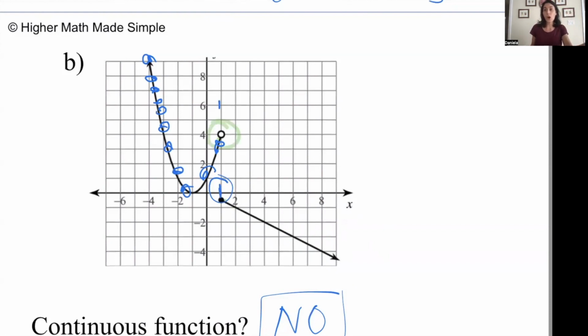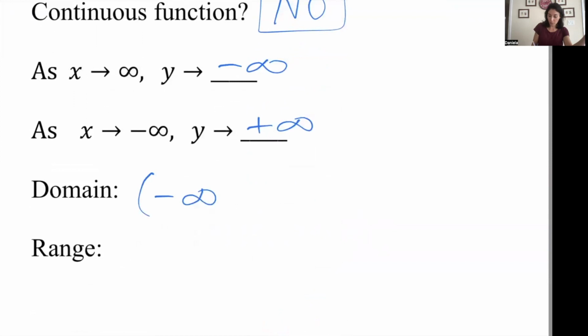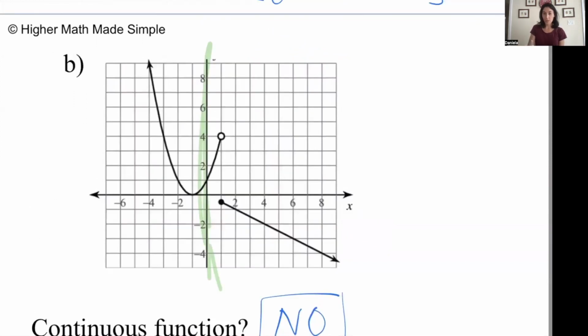So people might think, oh, it's all real numbers except at x equals 1. However, at x equals 1, we also have this ordered pair. And because it's a closed circle, now it exists. Okay, so actually, it's going to be all real numbers. I went over both notations in part A, so I'm just going to write it like that. So again, now we're looking at the y values.